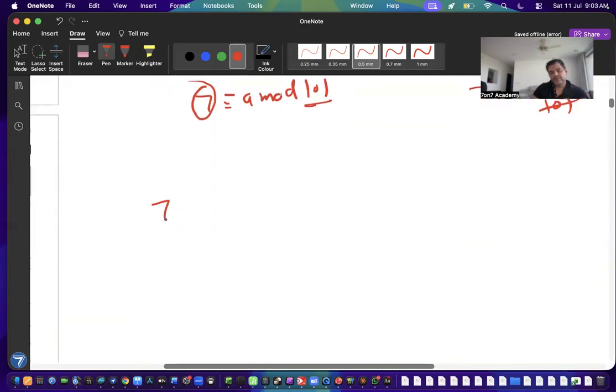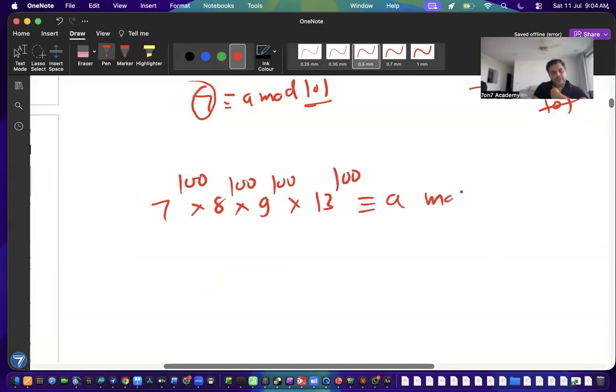Now, moving ahead, if I have 7 raised to 100, 8 raised to 100, 9 raised to 100 and 13 raised to 100, and I want the remainder if I divide by 11, without doing anything, can you tell me the answer? Without doing much work.